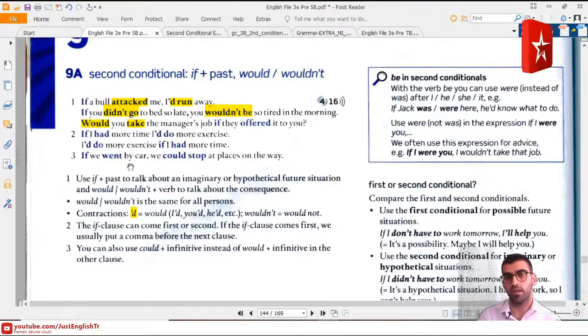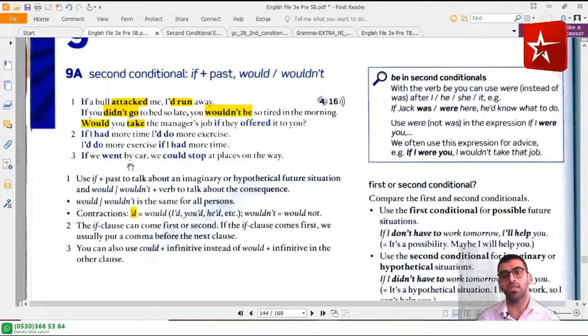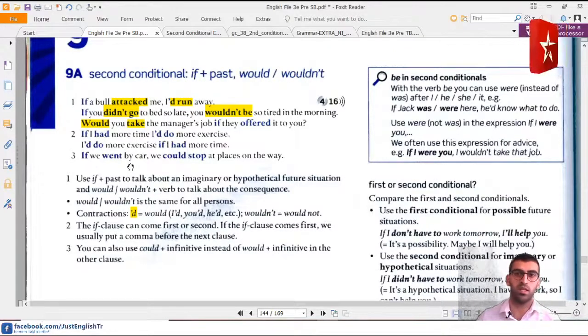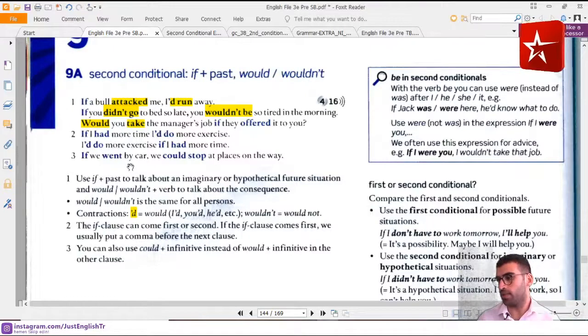To be, for example, if Jack was or were here. Why do we often use these expressions? For example, if I were you, I would do blah blah blah. We use this expression for giving advice to someone.